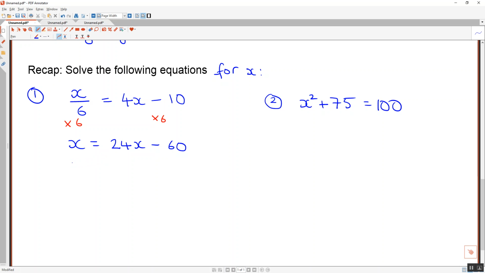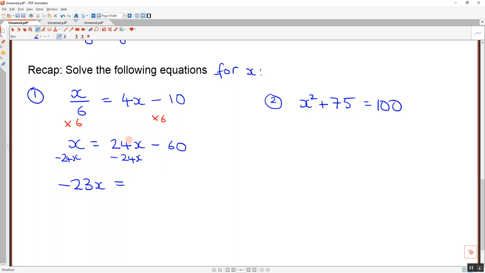It's not as bad as it looks. How can I get all my x's on one side? Yeah, Daphne? You can subtract 24x. Alright, if I take away 24x from this side, then I have to do it on this side. What's x take away 24x? Negative 23x, good.